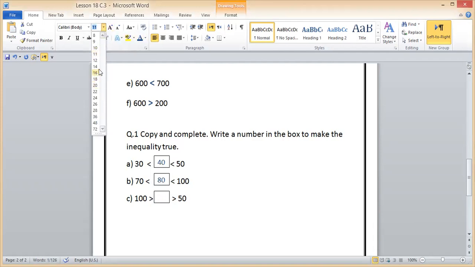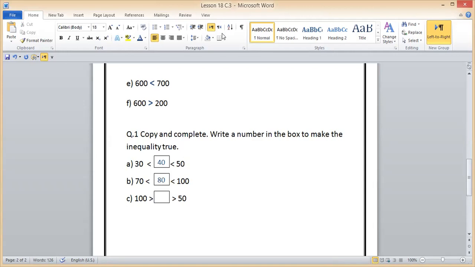So let's check it with the other students. Guys, can we write 80 here on B? Yes. Very good. We can write 80 because 80 is the number which comes between 70 and 100. 80 is bigger than 70 and 80 is less than 100.